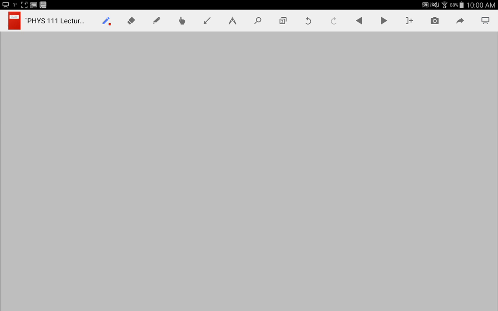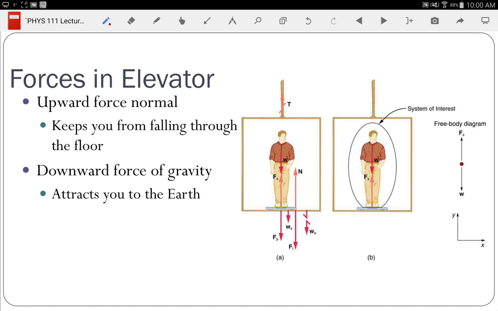Now let's look at a picture of a person in an elevator and what the traditional problems are. So here we have a picture of a person in an elevator. I sure hope that I gave you a problem like this on the homework. I haven't looked at it since the first week of the semester, so I can't remember. The person in the elevator has to have the normal force to keep him or her from falling through the bottom of the elevator, because you have the force of gravity pushing down.